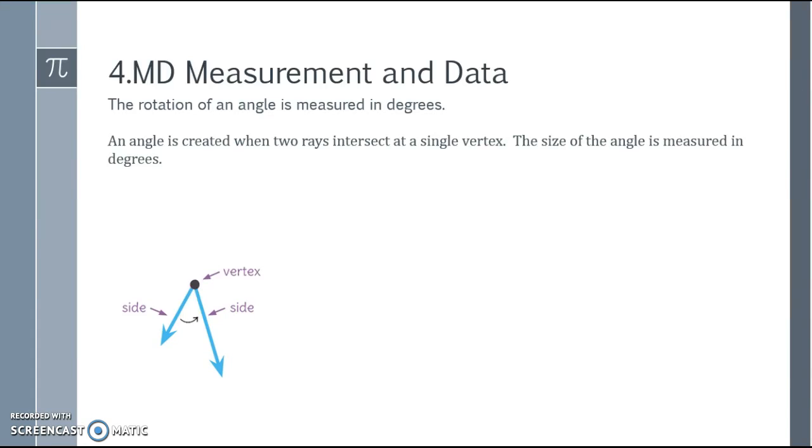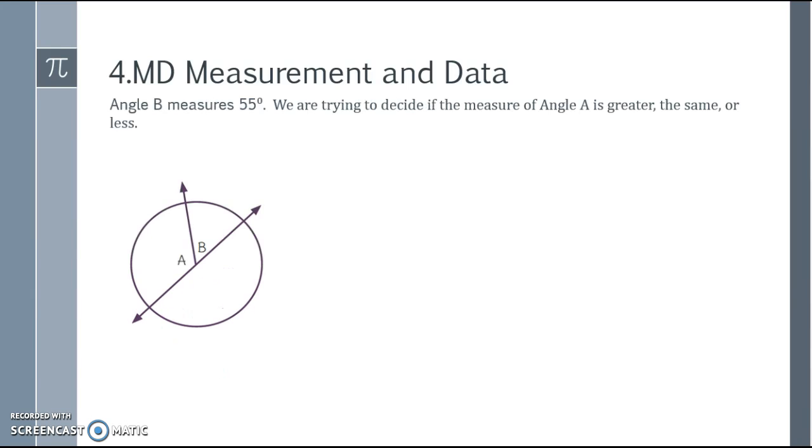The rotation of an angle is measured in degrees. An angle is created when two rays intersect at a single vertex. The size of the angle is measured in degrees. Angle B measures 55 degrees. We are trying to decide if the measure of angle A is greater, the same, or less. What do you think? Angle A is larger since its rotation is larger than angle B.